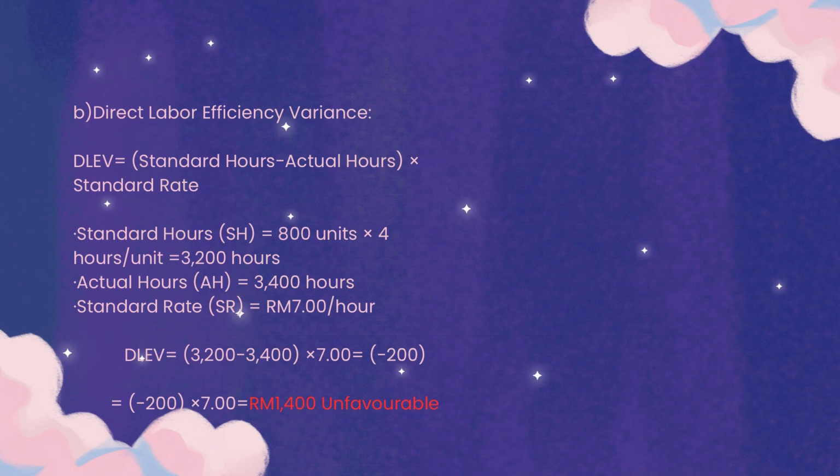So we move to our next question, the direct labor efficiency variance. To calculate it, we need the standard hours minus actual hours times the standard rate. The standard hours are 800 times 4 hours per unit, which gives 3,200 hours. The actual hours are 3,400, and the standard rate is RM7 per hour. For the calculation, we have 3,200 minus 3,400, which is negative 200. Then we multiply by the standard rate of 7, and we got 1,400 unfavorable.